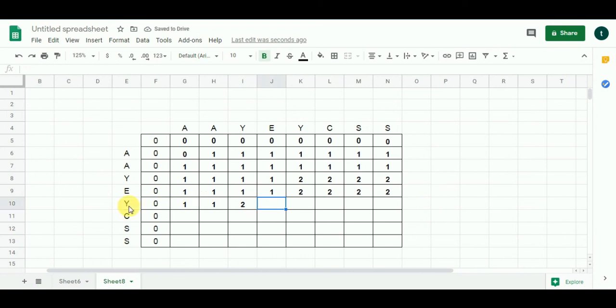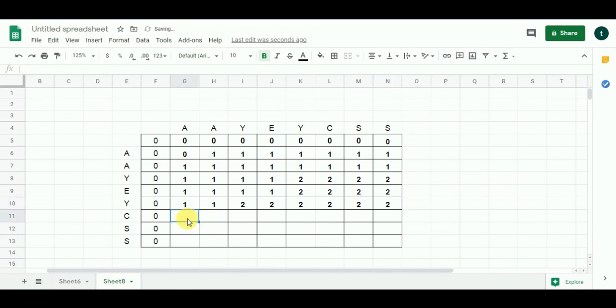Now over here, Y doesn't match with E. So maximum value out of these two, this is going to give me 2. Over here, Y matches with Y, but their indexes also match. So that doesn't satisfy my condition. Hence, I'm going to look for the maximum value. So it is going to be 2. Similarly, 2 is going to be the maximum value over here as well.